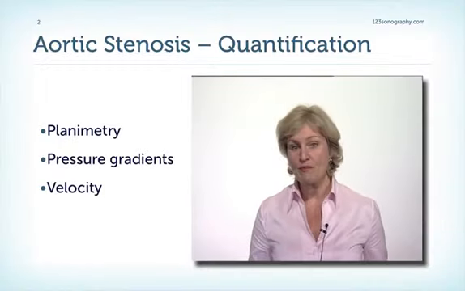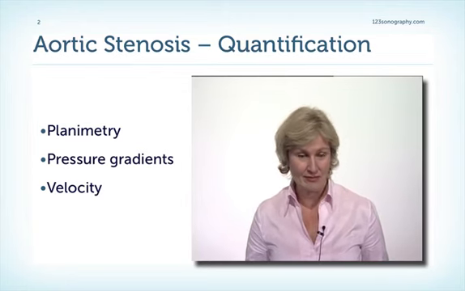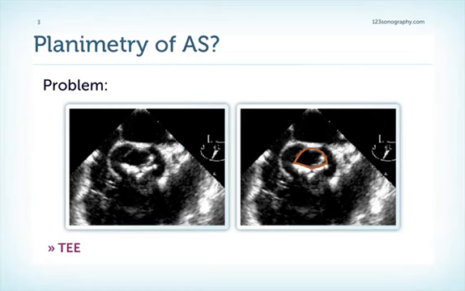So welcome back. Now we will look at the quantification of aortic stenosis, and the most important tools are planimetry, the pressure gradients, and the assessment of the AV velocity. It would be great if we could directly measure the aortic valve area. However, very often it's difficult to visualize the actual orifice of the aortic valve, because the valve is heavily calcified, for example, and there can be a lot of shadowing and artifacts.